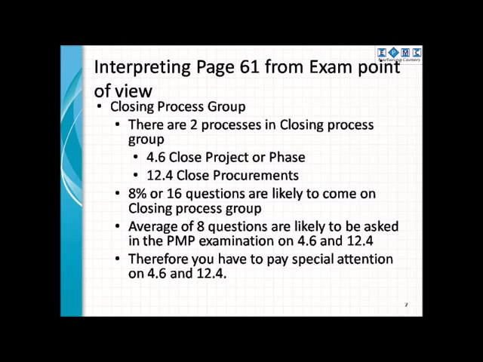Closing process group. There are 2 processes in the closing process group: 4.6 close project or phase and 12.4 close procurements. 8% or 16 questions are likely to come on closing process group. That means average of 8 questions are likely to be asked in the PMP examination on 4.6 and 12.4. Therefore, please pay special attention to 4.6 and 12.4 while studying.